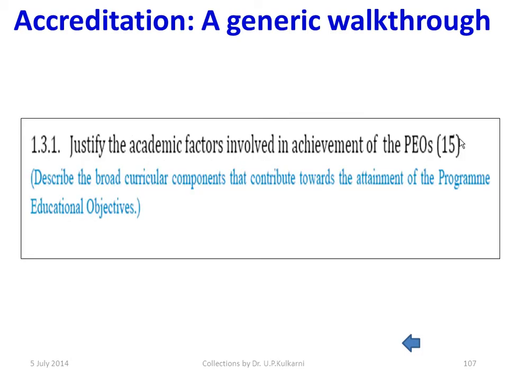Here's a look at the other one. Justify the academic factors involved in achievement of POs. Please remember that the POs are nothing but a professional accomplishment, career and professional accomplishment. At many places, people have misunderstood that it is to be seen after they graduate, 4 or 5 years after their graduation and all. It is true, right? And also you can see what all the different factors, components that you have designed in your curriculum which prepare the students for achievement of POs.